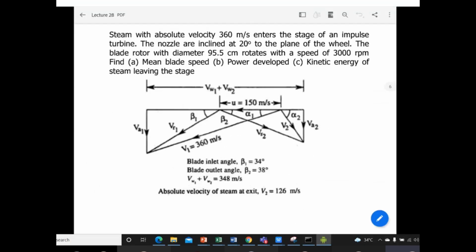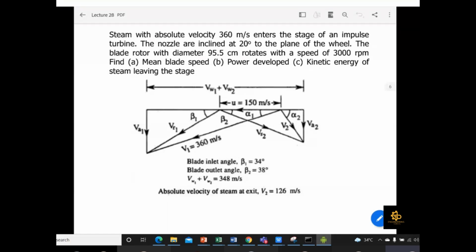Okay, so if you can read the statement: steam with absolute velocity 360 meter per second. Here it is mentioned as V1, that is the velocity coming at the outlet of your nozzle. It enters the stage of an impulse turbine. The nozzles are inclined at 20 degree, so it means alpha 1 is given in the question, to the plane of the wheel. The blade rotor with diameter 95.5 centimeter rotates with a speed of 3000 rpm. So your main target is to find mean blade speed, power developed, and kinetic energy of steam leaving the stage.